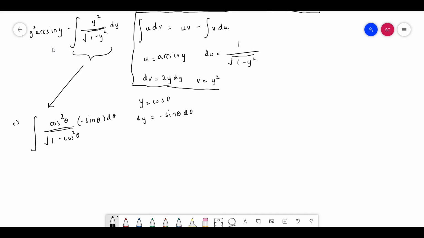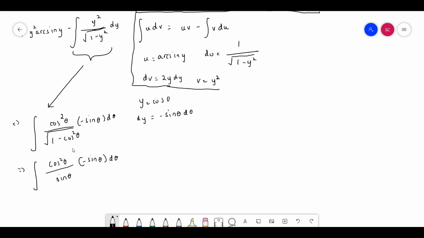Okay. And as we already know, 1 minus cos squared theta is just equal to sine squared theta. And then that's under a square root, so that just becomes sine theta, right? So I'm going to rewrite this. This becomes cos squared theta over sine theta times negative sine theta d theta, right? And of course, you can cancel out the sines, and the final integral that you end up with is the integral of negative cos squared theta d theta, right? And if you notice the original integration by parts that we did, there's actually a negative sign outside the integral, and now there's one inside, so both of them cancel out and you just end up with a plus.